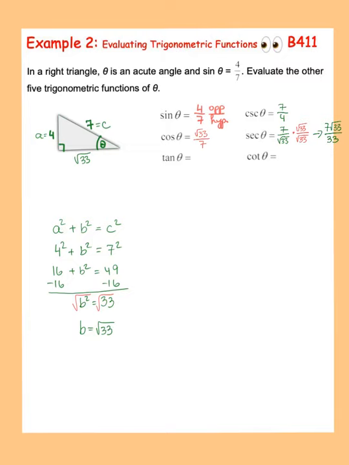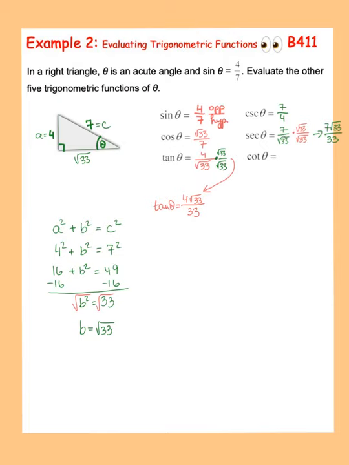So let's move on to tangent. Tangent is opposite over adjacent. So opposite to theta is 4. Adjacent to theta is the square root of 33. So again, I need to rationalize the denominator. So I'm going to multiply by root 33 over root 33. So the answer for tangent, I'm going to write that underneath here, is going to be 4 times the square root of 33 over 33. So this will be our tangent theta.